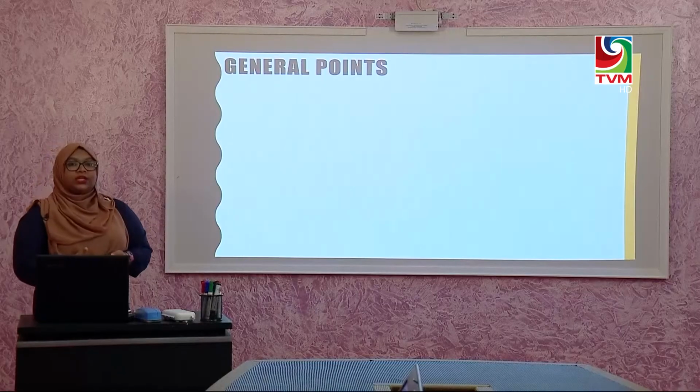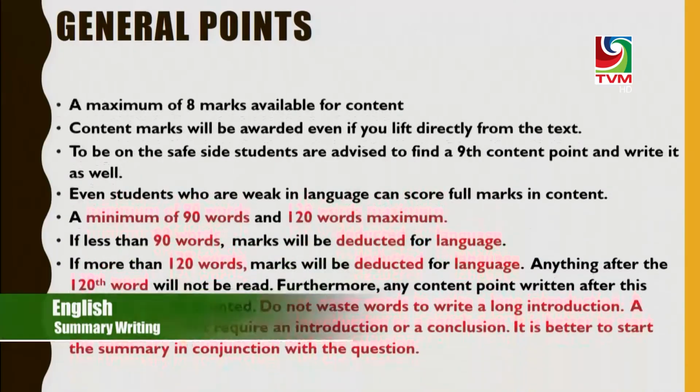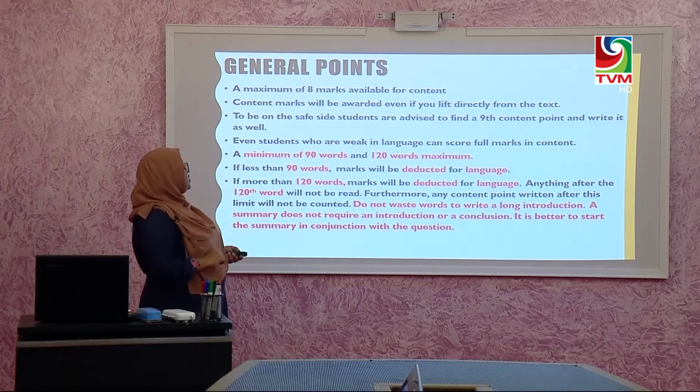Now that you have understood how to successfully paraphrase and summarize, there are a few things you need to keep in mind. You need to know how you will be assessed. A maximum of 8 marks will be assigned for content and 8 marks for language. Content marks will be awarded even if you lift directly from the text. But here you need to understand that the more you paraphrase, the more marks you will be awarded for language. To be on the safe side, students are advised to find a 9th content point and write it well.